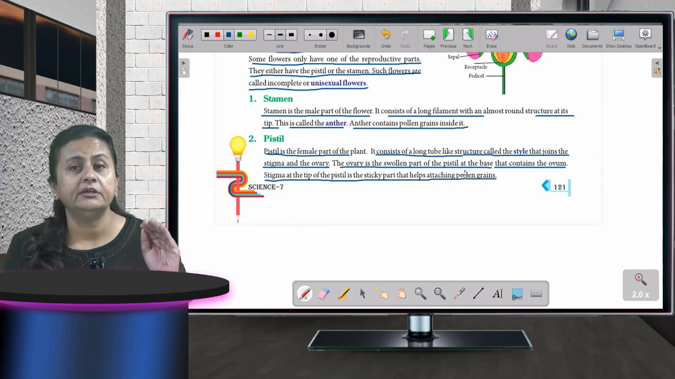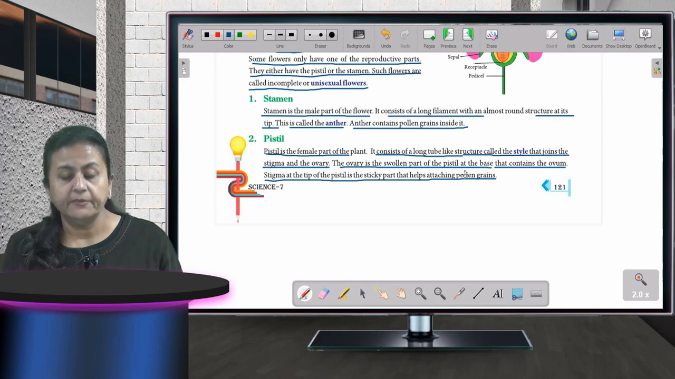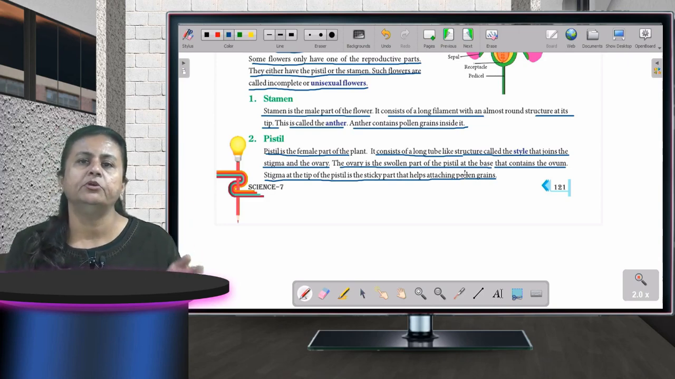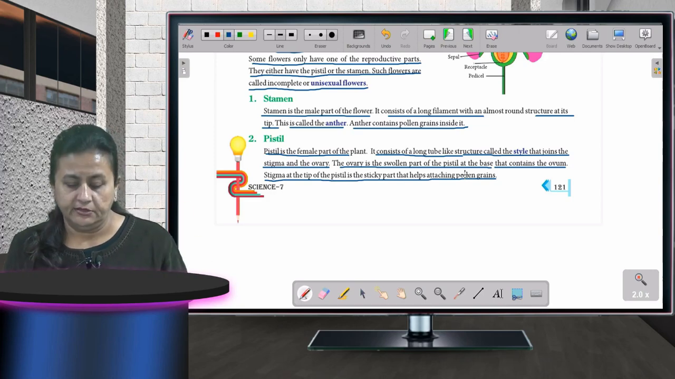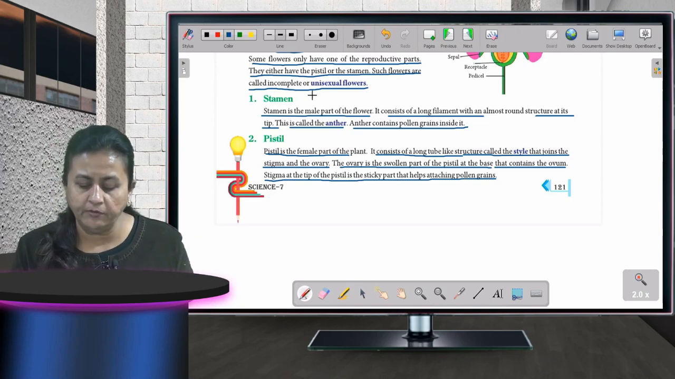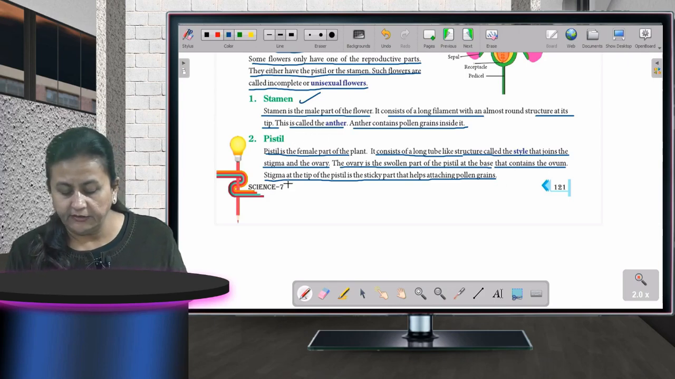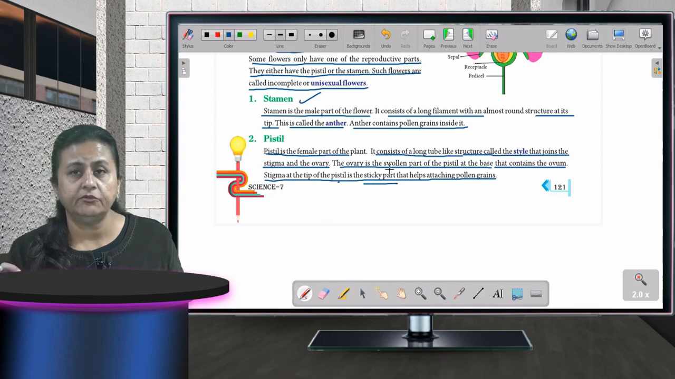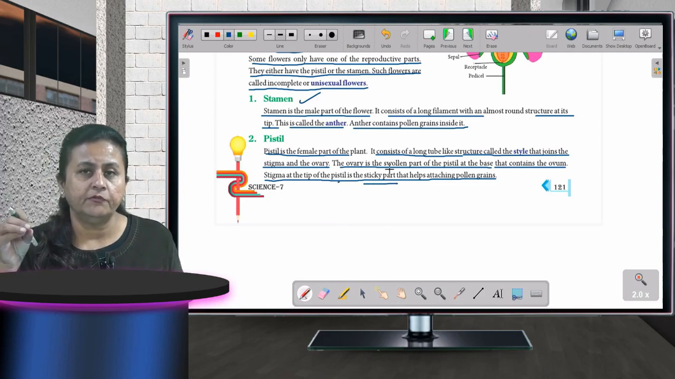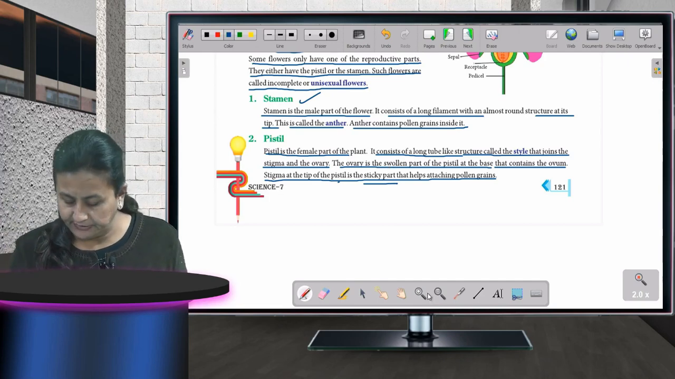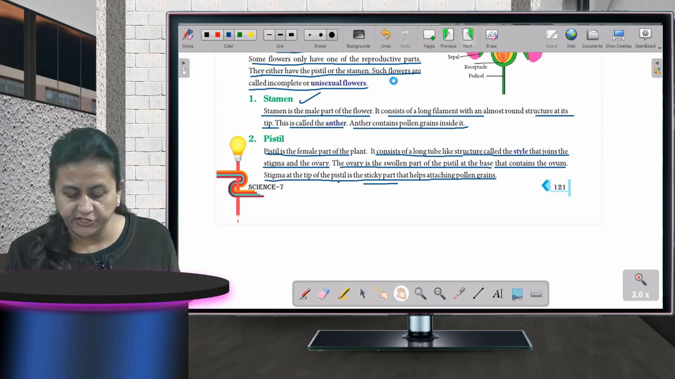Pistil is the female part and stamen is the male part, I told you. So these pollen grains, which you will be finding on the stamen, have to enter the pistil. So the stigma at the tip of the pistil is a sticky part. It is very sticky, through which these pollen grains get stuck. Okay. Now coming to the next page.